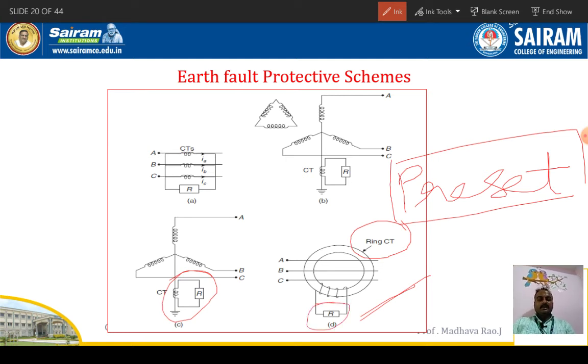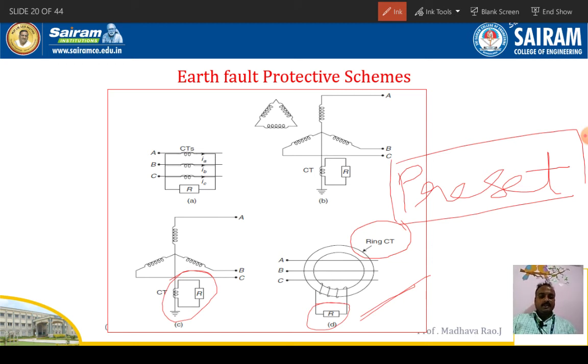Like that, here we are protecting against earth fault in various cases. So these are the various earth fault protective schemes.